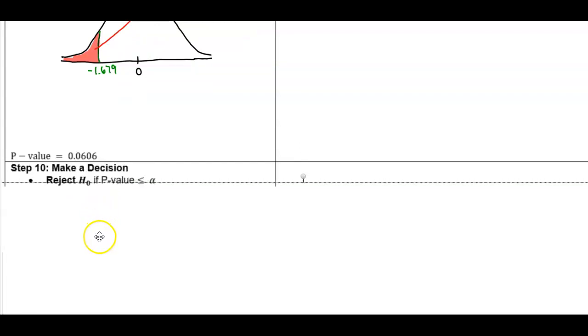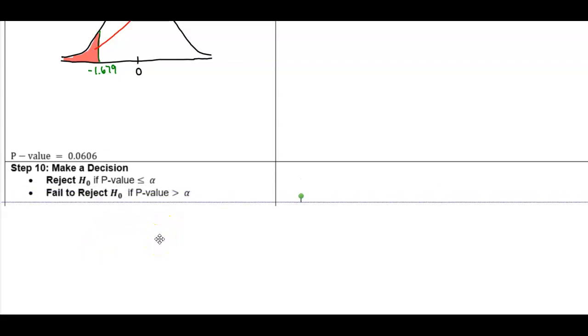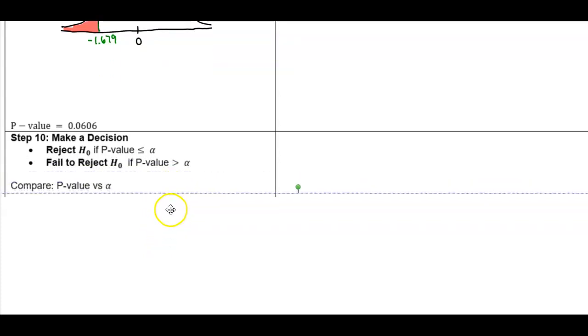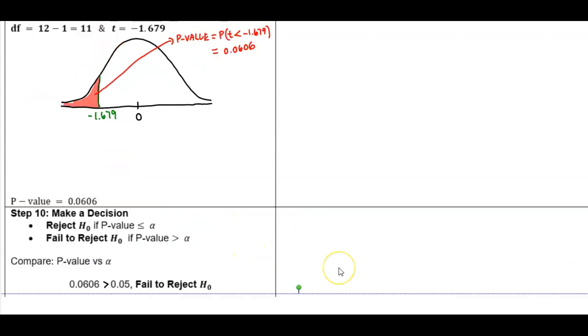Now we want to make a decision. For step 10, reject the null if the p-value is less than or equal to the significance level, and fail to reject the null if the p-value is greater than the significance level. Comparing the two, the p-value of 0.0606 is greater than 0.05. Therefore, we fail to reject the null hypothesis.